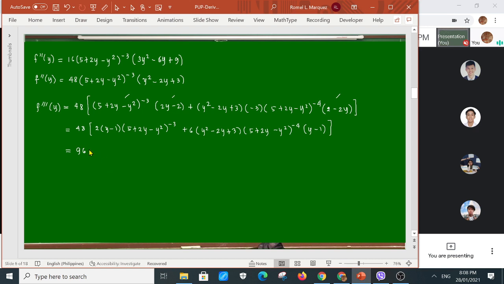2. Ano na ba? Y minus 1, no? Y minus 1. What about? What else, Rashid? Ano pang common? 5 plus 2y minus y squared. Raised to? Which one is smaller?